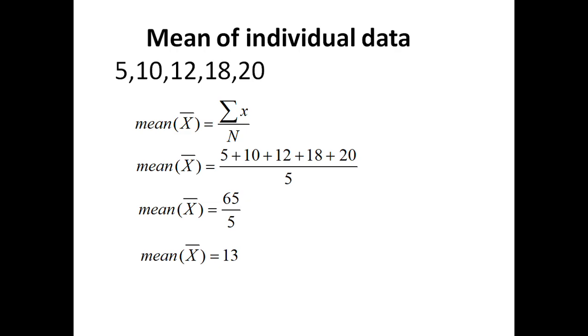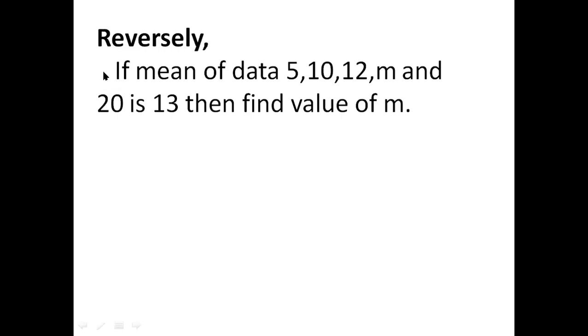Now we can make the reverse of it. So if the data of the individual persons are given and one individual data is not given, but instead the mean for the whole data is given, then we can find that one unknown data. Here's the question. If the mean of data 5, 10, 12, m and the other one 20 is 13, then find the value of m.